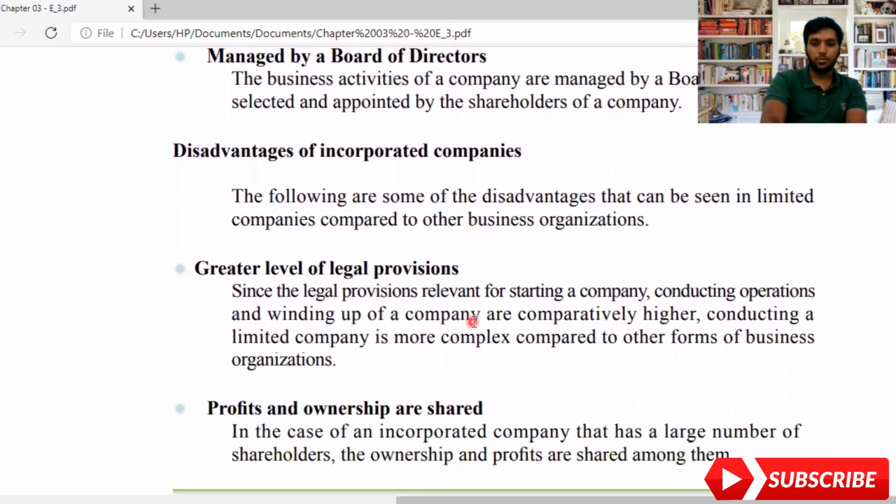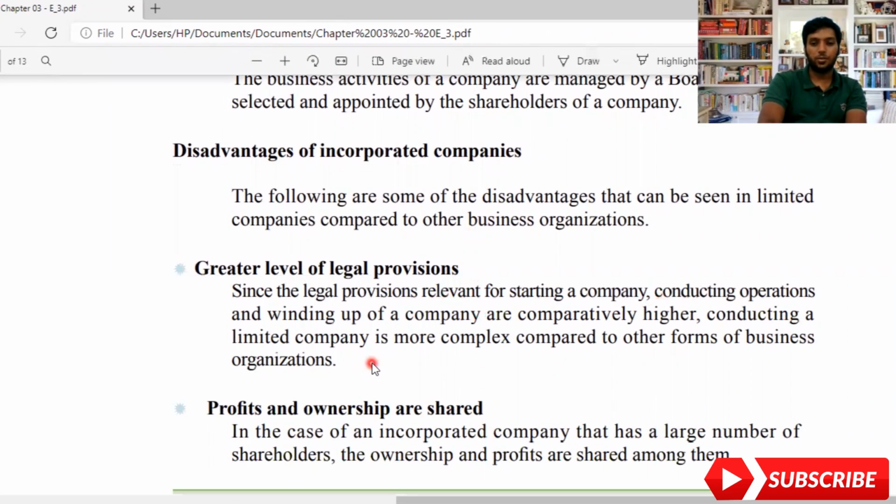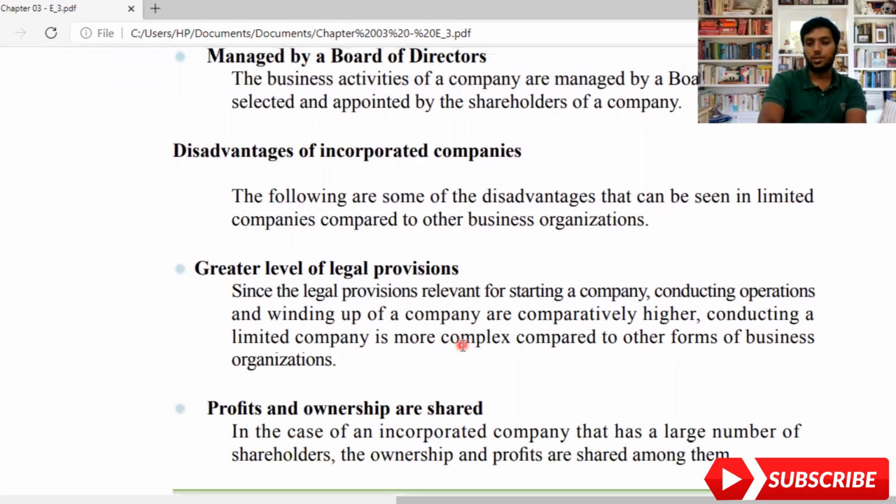Greater level of legal provisions. Since the legal provisions relevant for starting a company, conducting operations, and winding up of a company are comparatively higher, conducting a limited company is more complex compared to other forms of business organization. So you can't easily shut down or easily start up a private limited company or public limited company. The reason is the procedures are very high, so it takes some time. That's what they're trying to say.